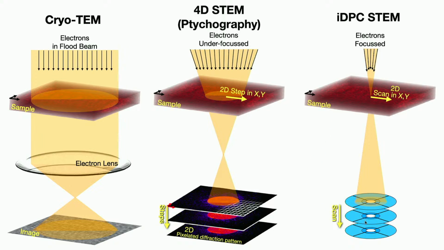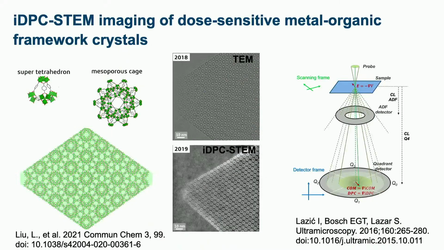It's still an annular detector, but it's divided into 4 segments. This one gives a very simple image, a 4-segment signal that you can now use. This is known as IDPC, so integrated differential phase contrast scanning transmission electron microscopy.